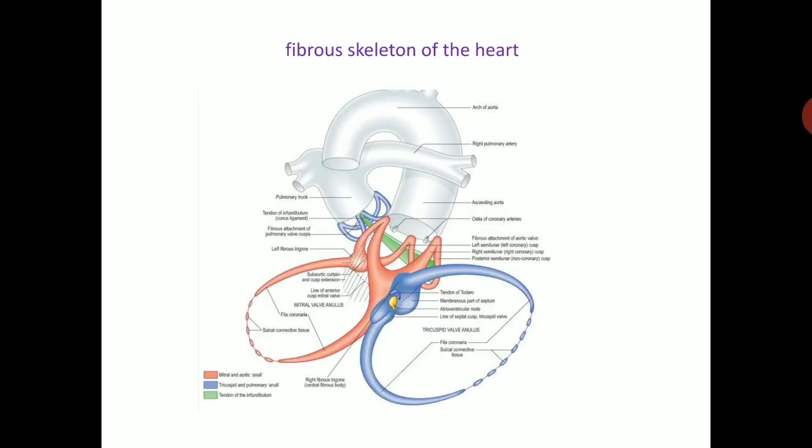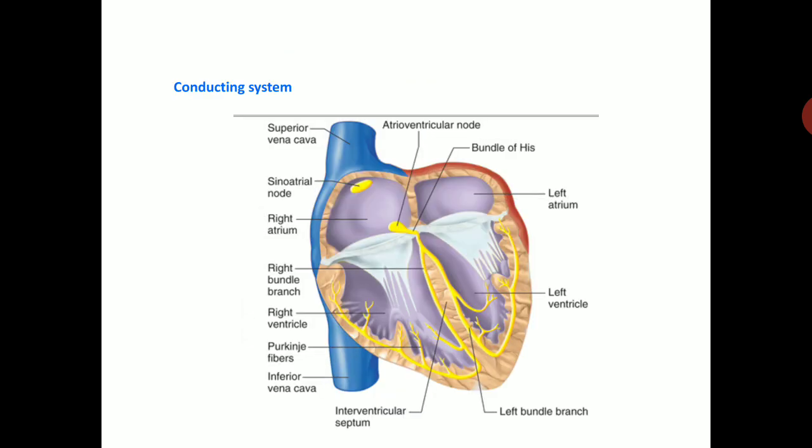So we were talking about the fibrous skeleton, and this is present between the atrium and ventricle. This is shown in the schematic diagram of the fibrous skeleton. Because the fibrous skeleton is there, electrical activity cannot traverse through this. We need a conducting system.